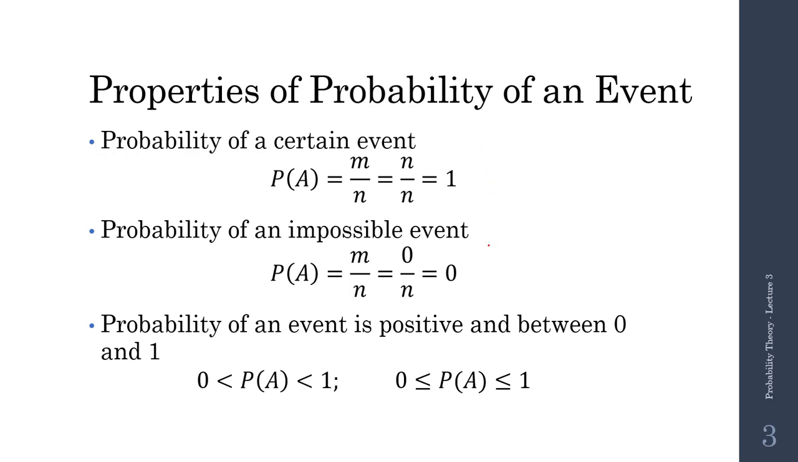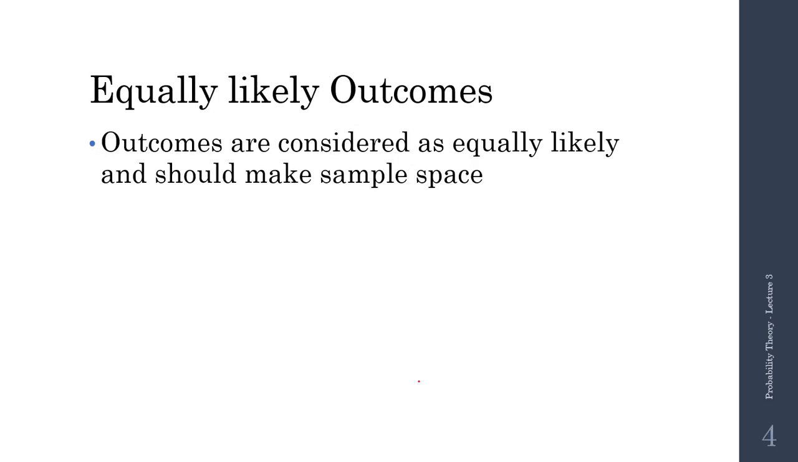For example, when you flip a coin, it will stand on the edge. This is an almost impossible event, so we calculate its probability as 0. Probability of an event A is positive and between 0 and 1. Sometimes it can be equal to 0 or 1.